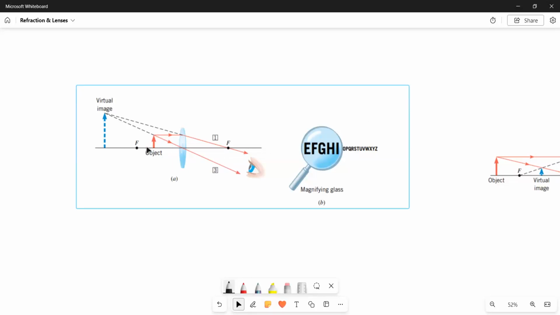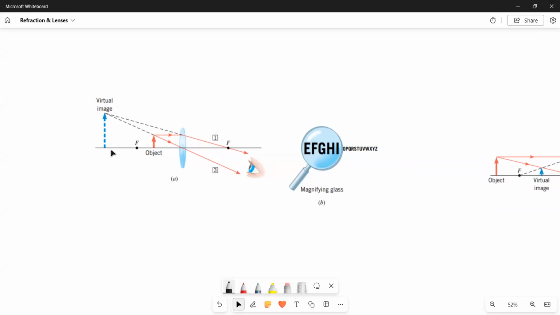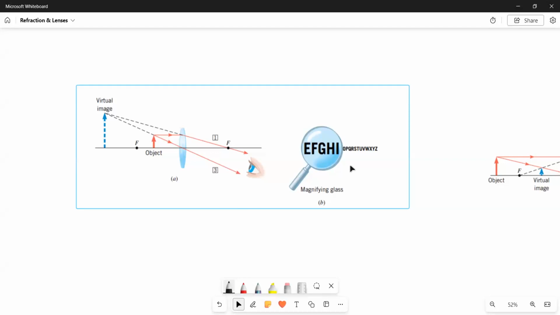So remember I was telling you, what about if you put the object here, what will happen? If you were looking here for the image, you wouldn't see it. But if you put your eyes here, you will see a virtual image. And you make use of that when it comes to magnifying glasses. And I have one right here to read on the screen.